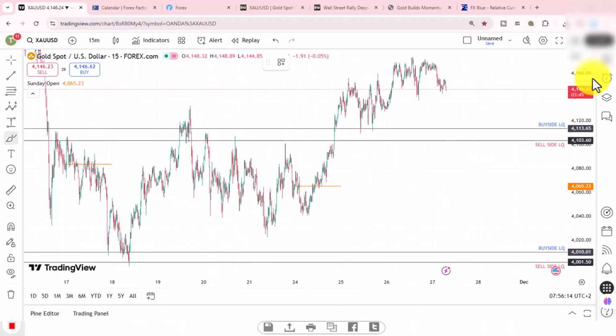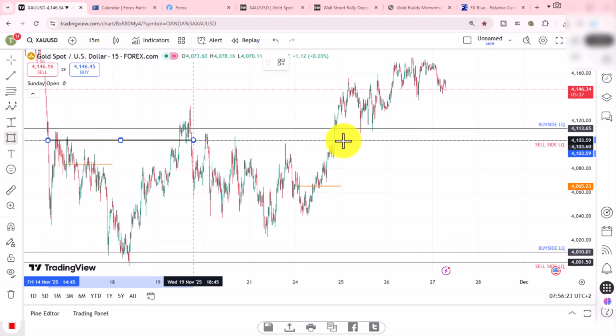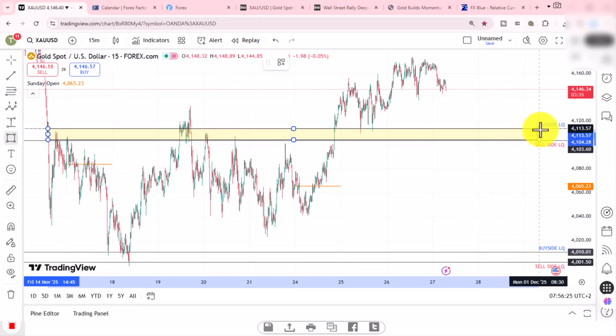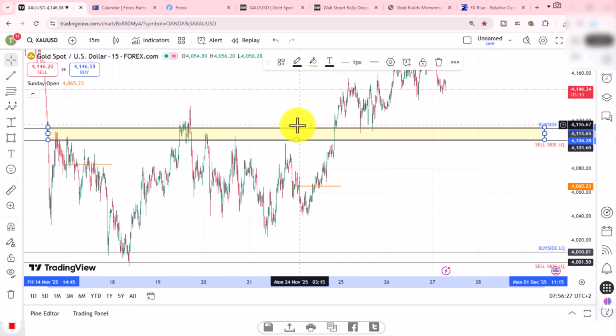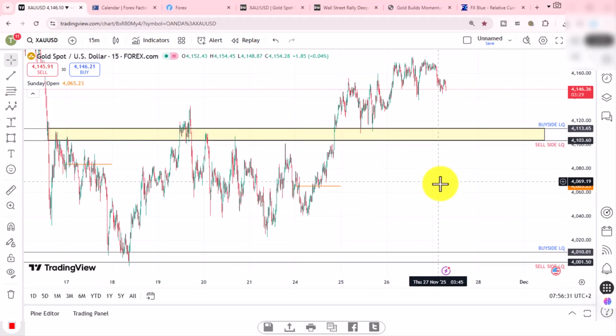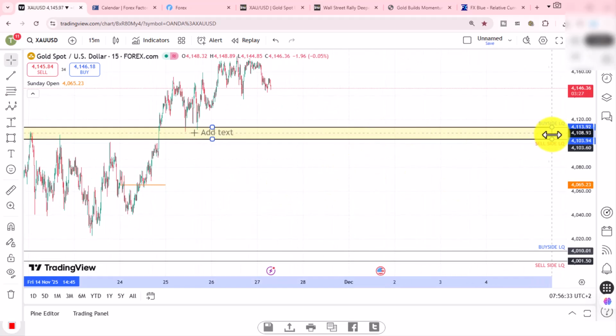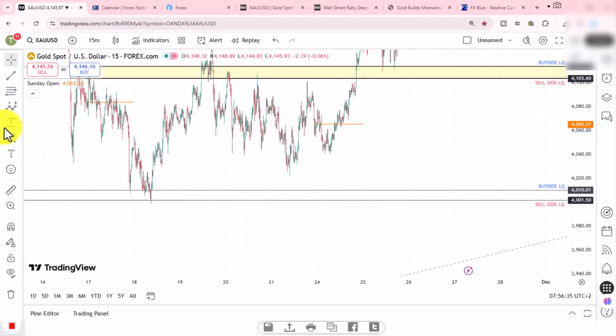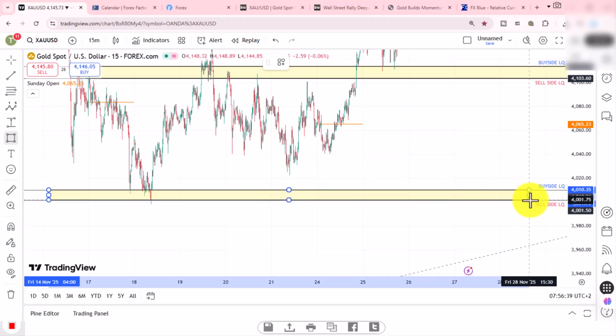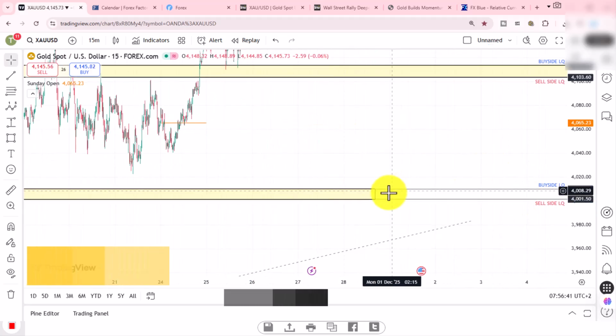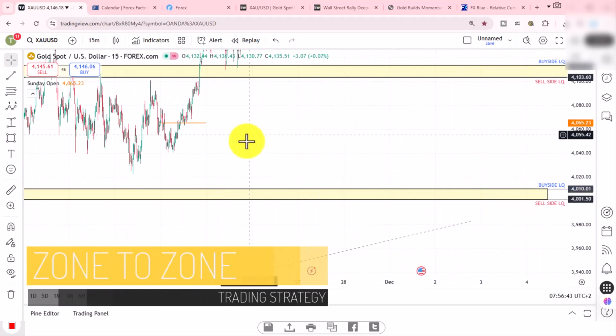Chat before closing, right? Sorry, I stopped the video downloading before I could do a naked chart of gold. So this was a naked chart, for example. I love trading the zone to zone strategy. You buy low, you sell high.